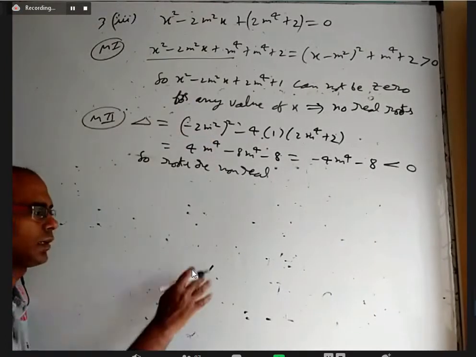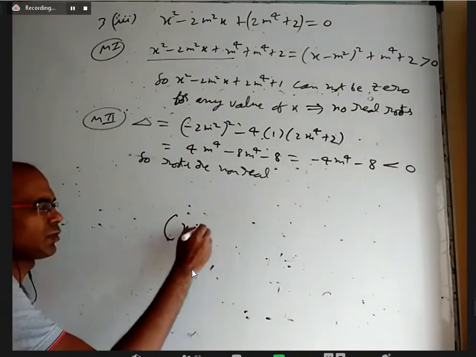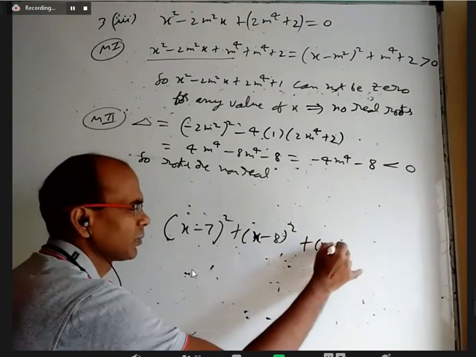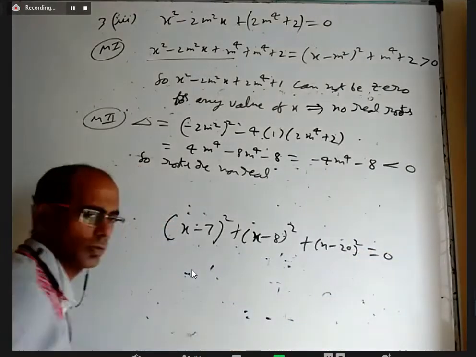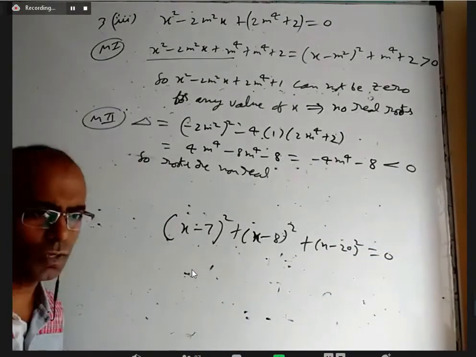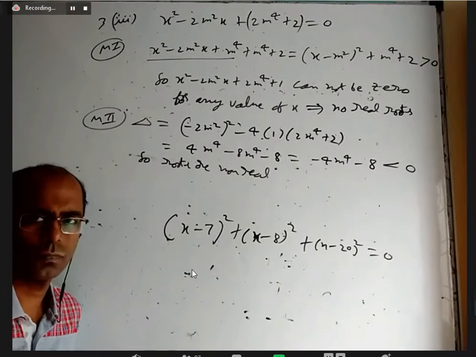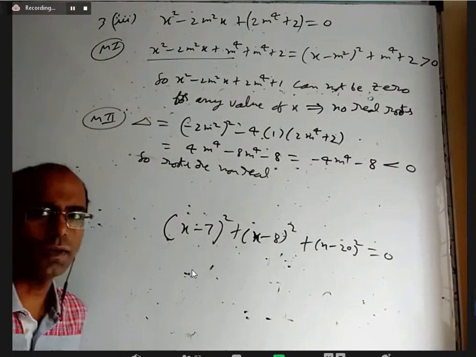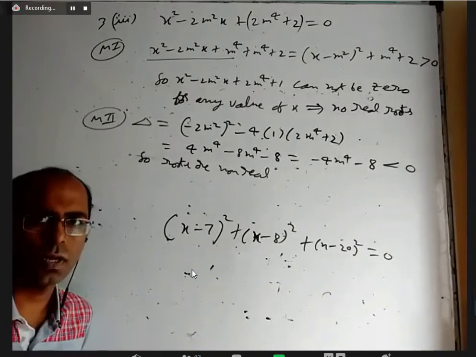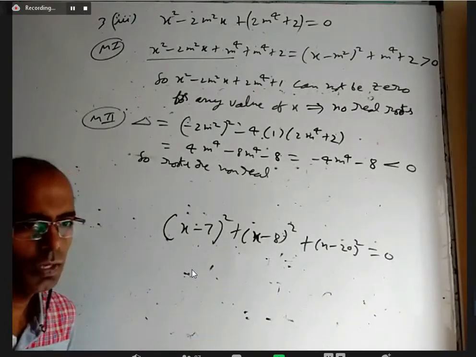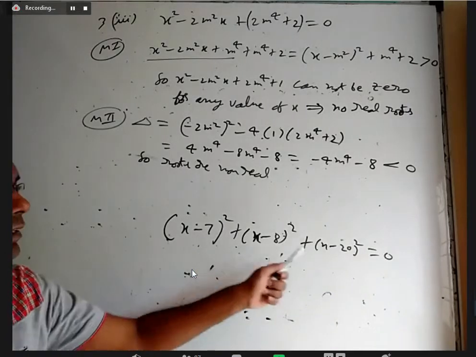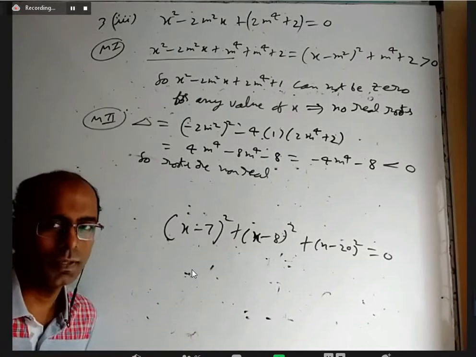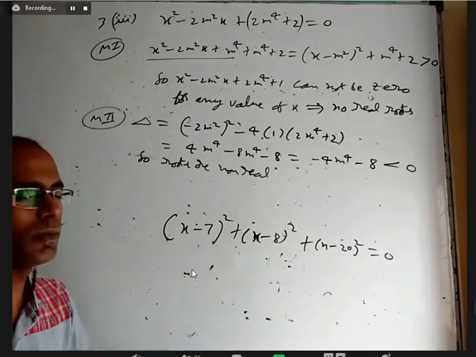For example, let me give another question to understand. Let's say I wrote (x minus 7) whole square plus (x minus 8) whole square plus (x minus 20) whole square equal to 0. When you expand, is it a quadratic equation? Yes, sir. But I want to prove that the roots are complex, not real. I don't have to waste my time expanding this, combining, getting a quadratic equation, finding the discriminant and proving it negative. By looking at this only, I can tell it can never be 0.